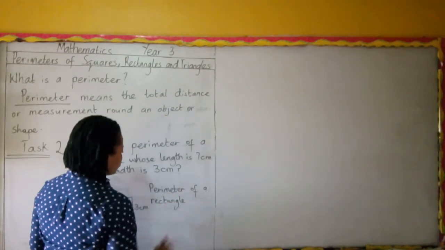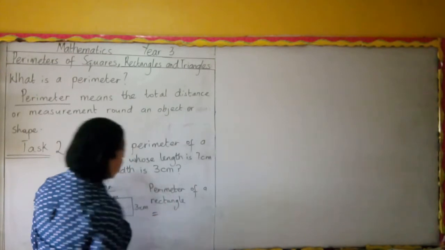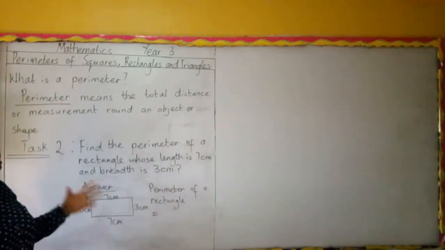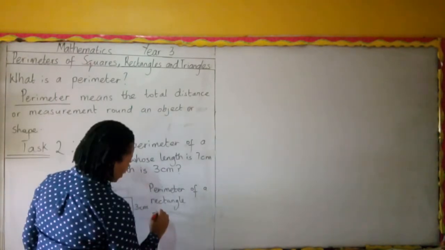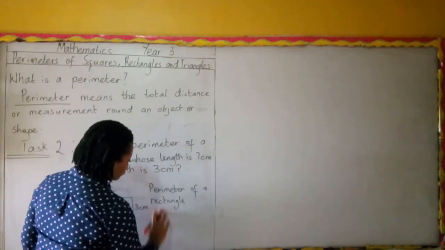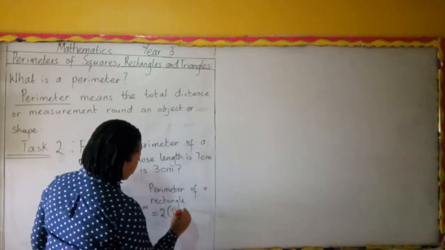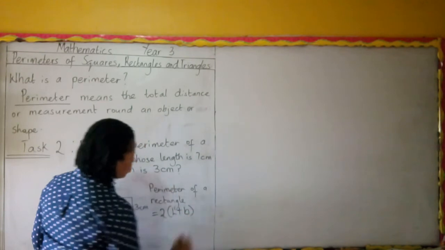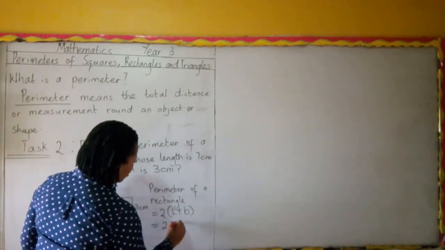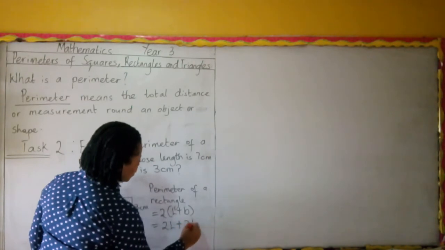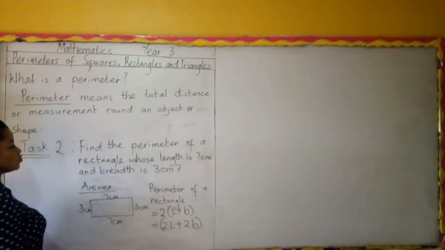Good. But now pay attention. Don't write further. Remember how we do in class. You don't write when the teacher is talking. You pay attention. Now the perimeter of a rectangle, the formula is what? 2 bracket L plus B. That's the breadth. Or you say what again? 2L plus 2B. Do you see that? Good.